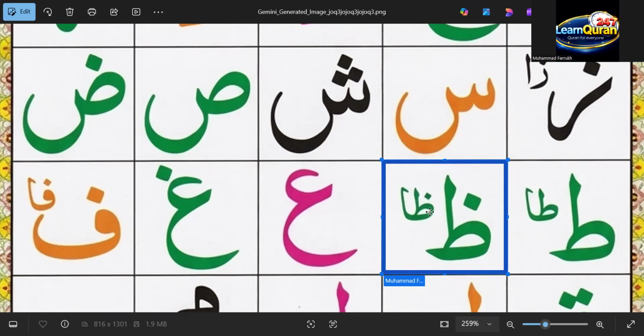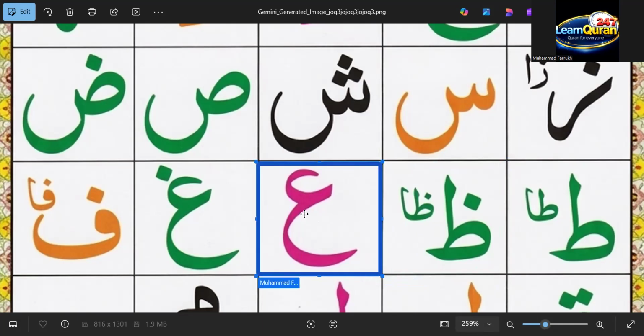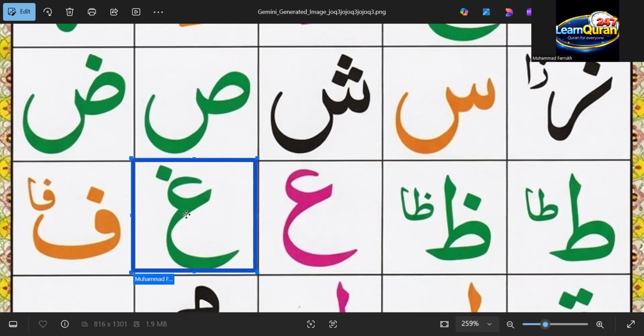So next letter we have is ein. Ein is empty, and some people think that it is difficult. It is not difficult. It is very easy. It needs a little bit of practice. Ein. And the next letter we have is similar to ein, but it has a dot, so it is not ein, it is ghein. What is this letter? Ghein. Good job. So ghein has a dot.